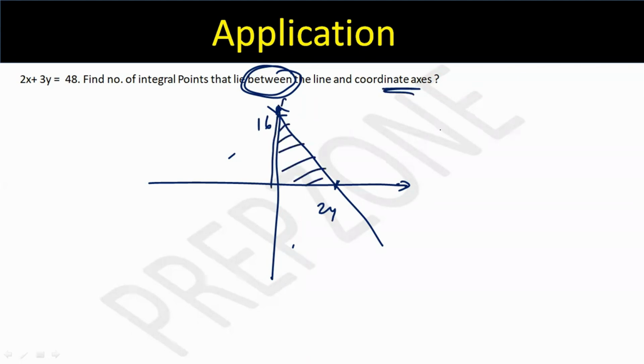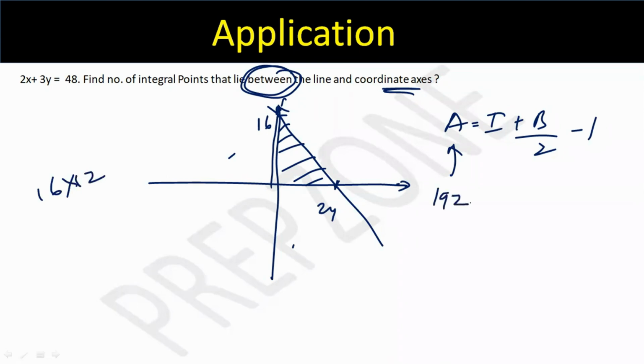इसके अंदर कितने integral points हैं वो हमको निकालने हैं. So I'll just apply the formula A equals I plus B by 2 minus 1. A कितना है? Half into 16 into 24. So it is what? 16 into 12. 160 plus 32, it is 192.